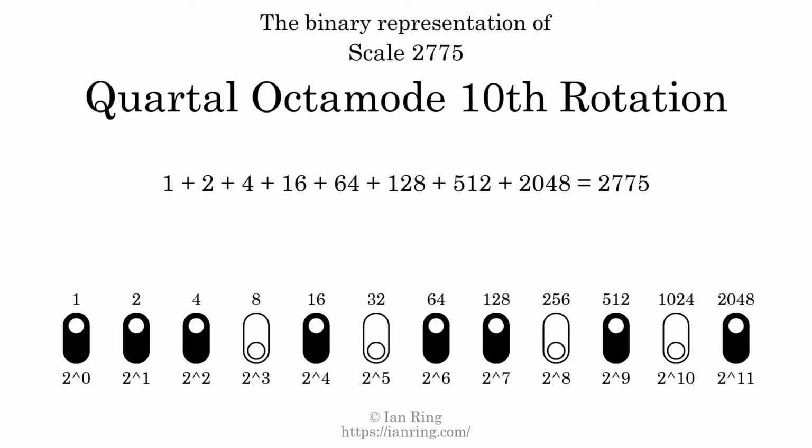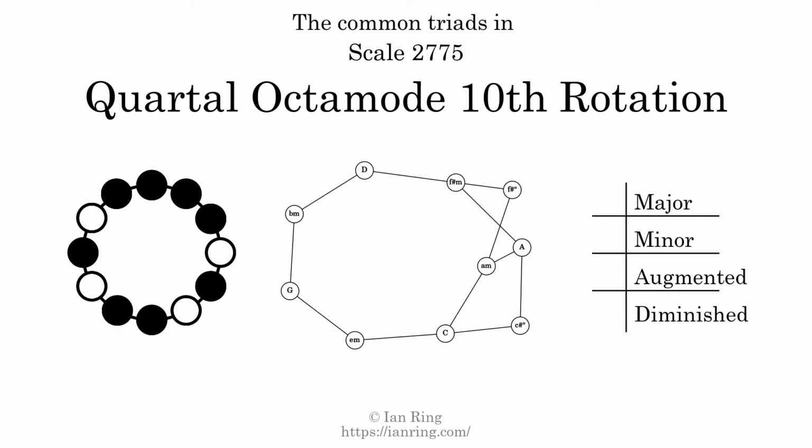2775. The scale number not only enumerates the scale with a unique index, but it also literally describes the tonal content of the scale. Represented as a binary number in base 2, the scale number is 101011010111. Here are the common triads present in this scale.